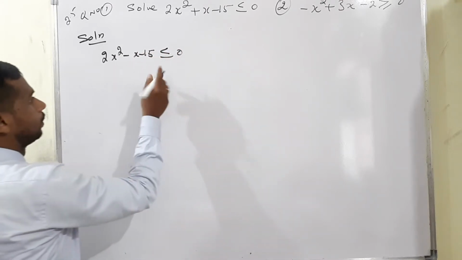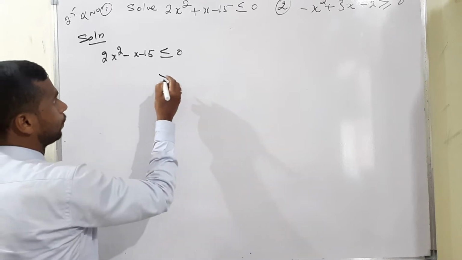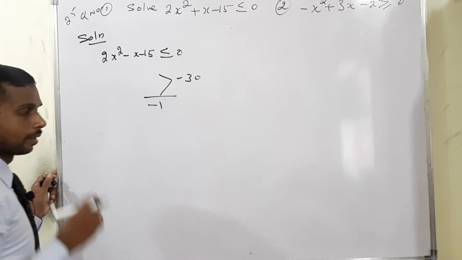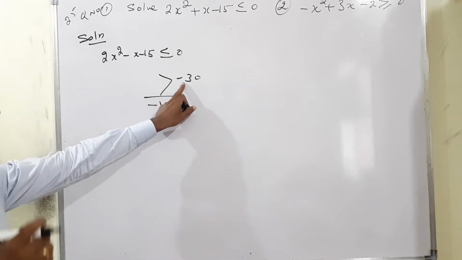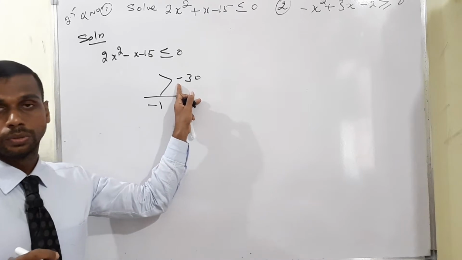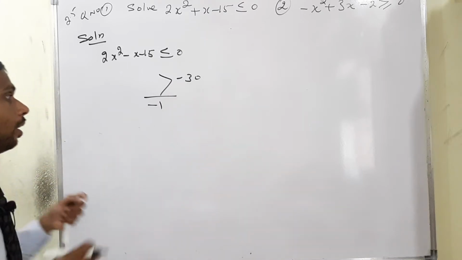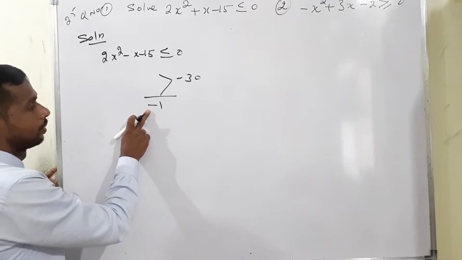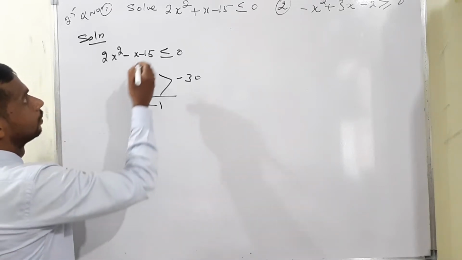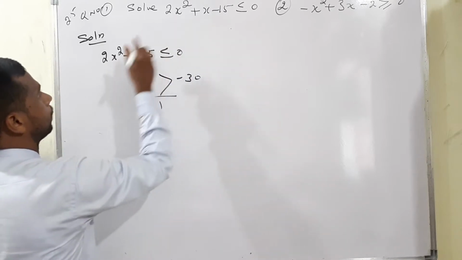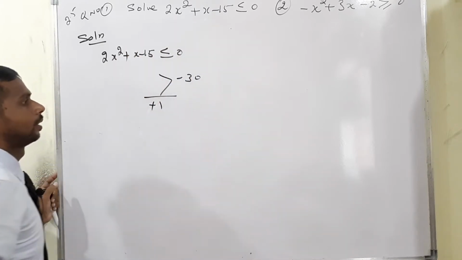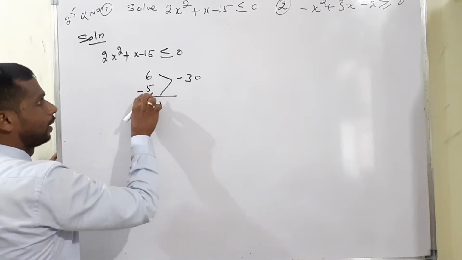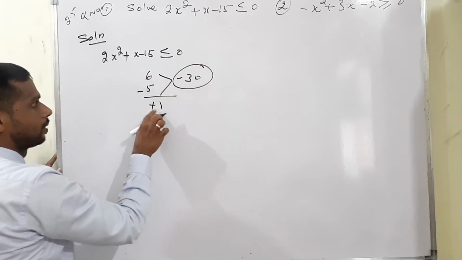Now, sum-product rule. Product means 2 × 15, minus 30, isn't it? Then sum is minus 1. I already told you the product negative sign means select one positive, one negative. But the sum is negative, so the biggest number is considered for the negative sign. So 2x² plus x, okay? So plus 1. Now 6 and 5 are possible, no? 6 times minus 5 is minus 30, and 6 minus 5 is equal to positive 1.